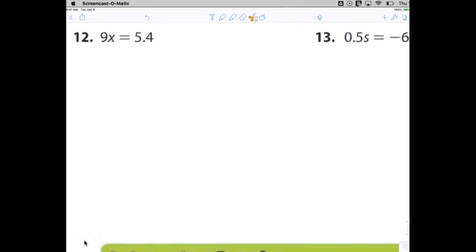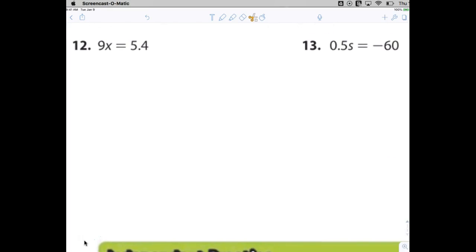Remember, the thing I want you to do is if it's not written properly, write it properly. So what do I have to do here? Now, 9x is divided by 9, 5.4 divided by... That's correct. Dividing by what, though? What am I dividing both sides by? 9. By 9.